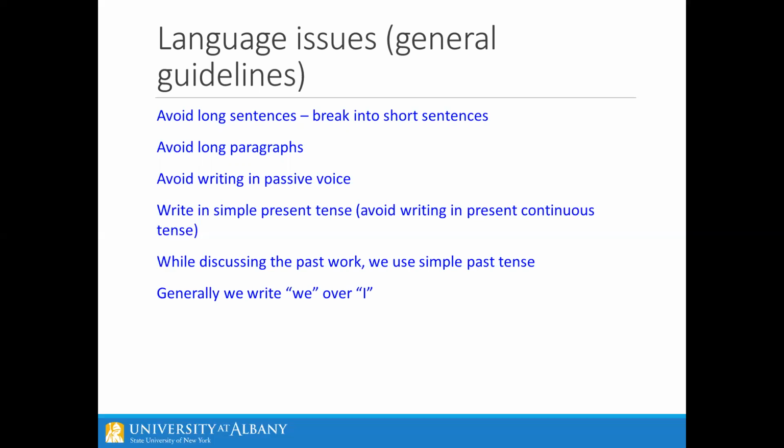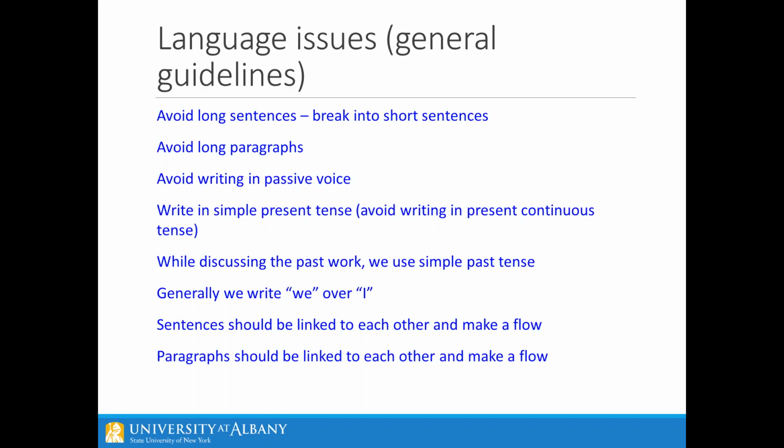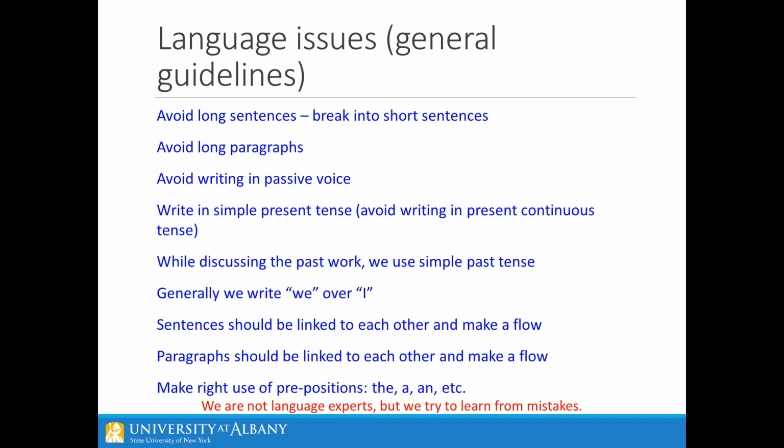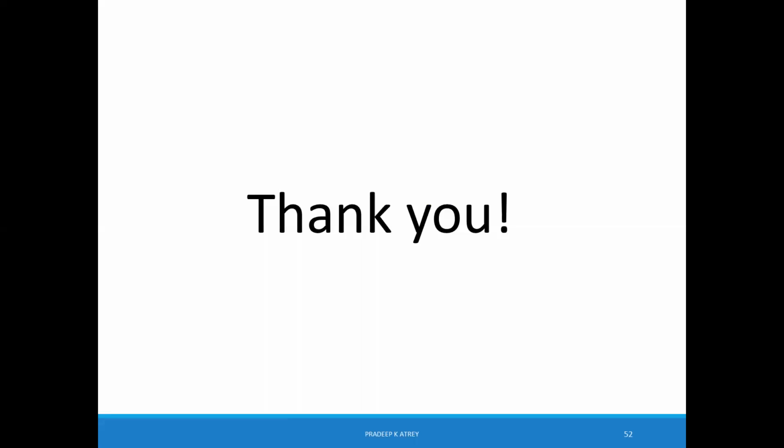We should try to write generally "we" over "I", although if it is a single author paper, we generally write "we" anyway, like we are discussing this, we are describing this. Sentences should be linked to each other and should make a flow. Paragraphs should be linked to each other and make a flow. Make right use of prepositions, the, a, and so on. We are not language experts, but we try to learn from mistakes. And we should proofread our report multiple times before submitting.